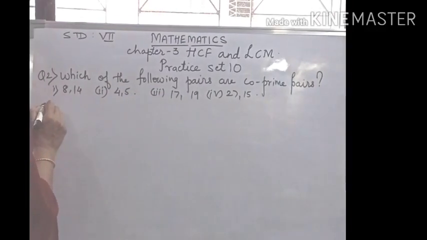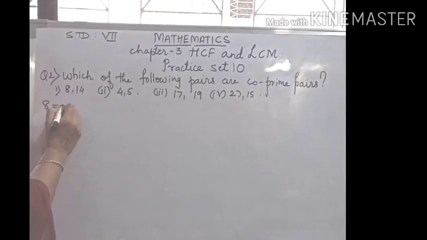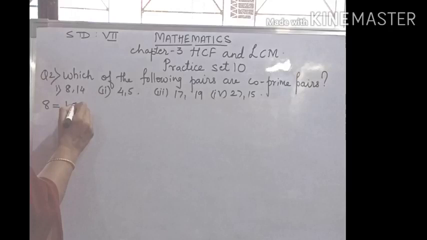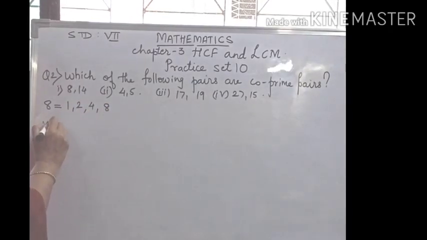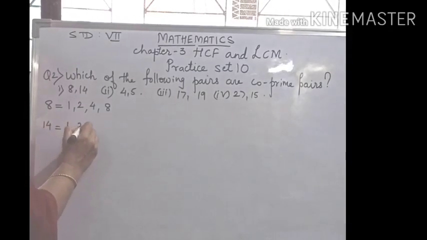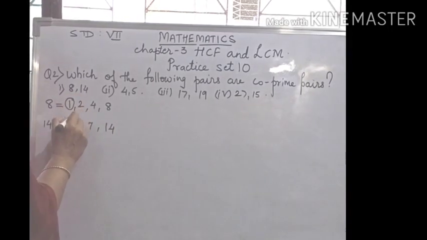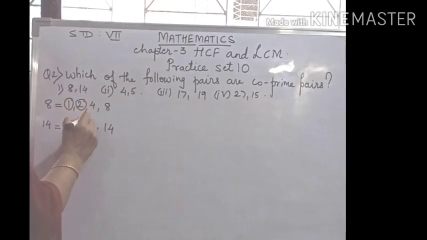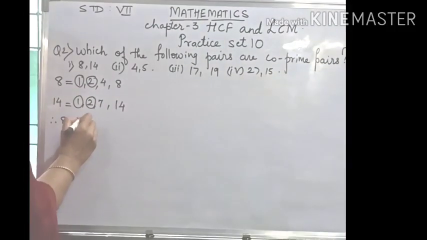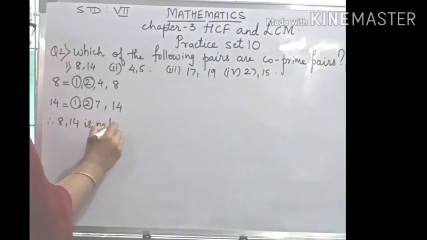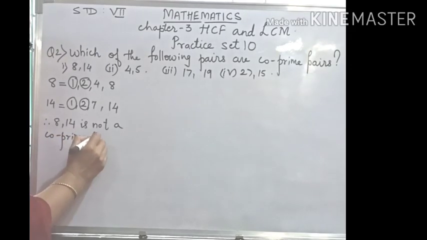So first pair, 8 and 14. We will write divisors of 8. Divisors of 8 are 1, 2, 4 and 8. Divisors of 14 are 1, 2, 7 and 14. So here two factors are common, 1 and 2. Therefore, 8 and 14 is not a co-prime pair.